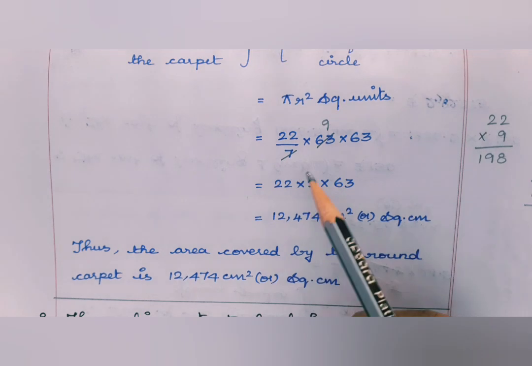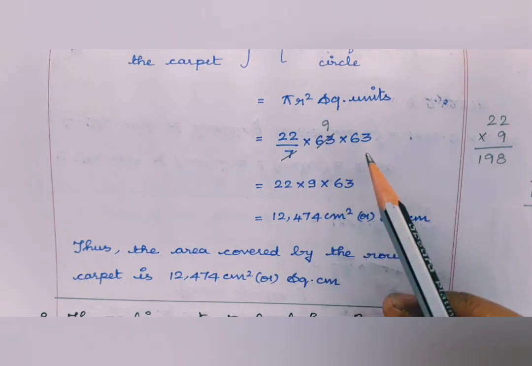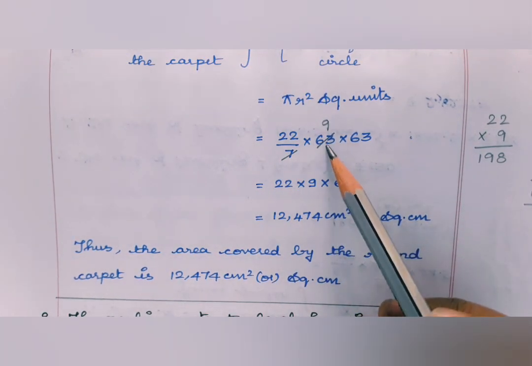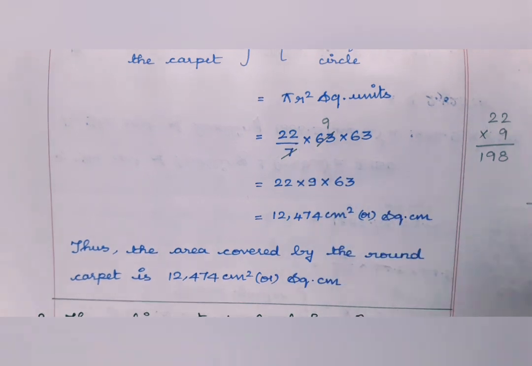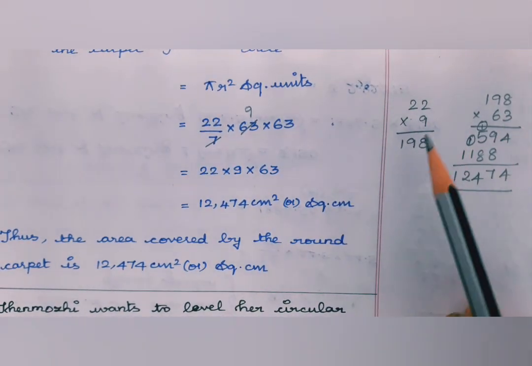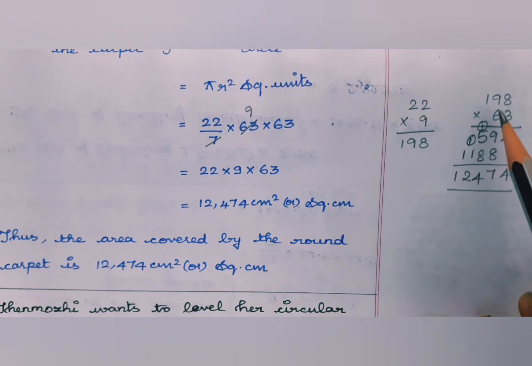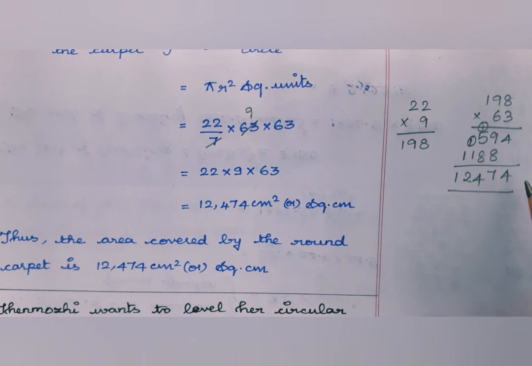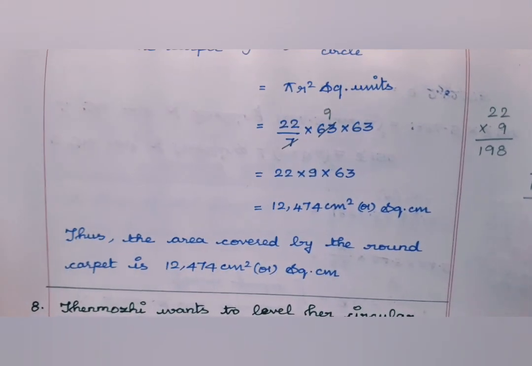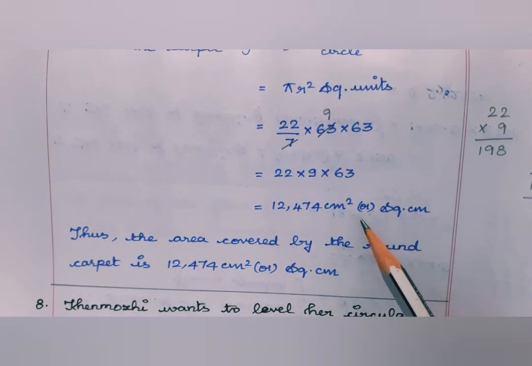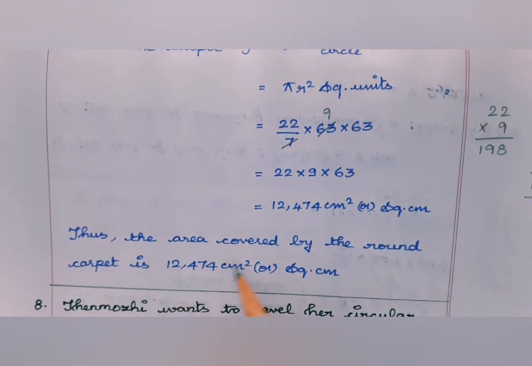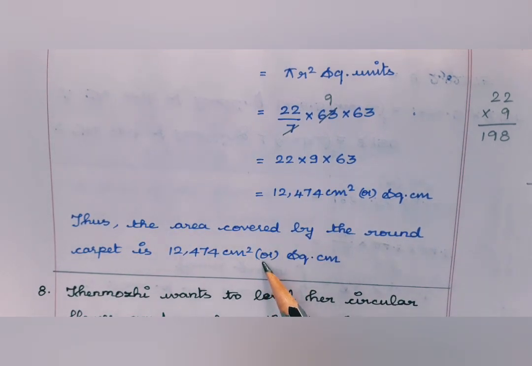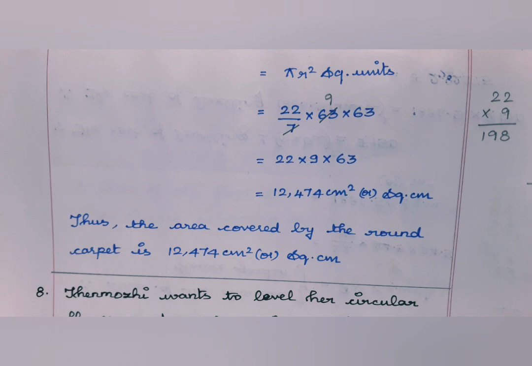So pi is 22 by 7 into radius 63 into 63. 7 9s are 63, so we have 22 into 9. 22 into 9 will give you 198. After 198 is multiplied with 63, we are getting 12,474. Therefore, which is equal to 12,474 centimeter square or square centimeter. Thus, the area covered by the round carpet is 12,474 centimeter square or square centimeter.